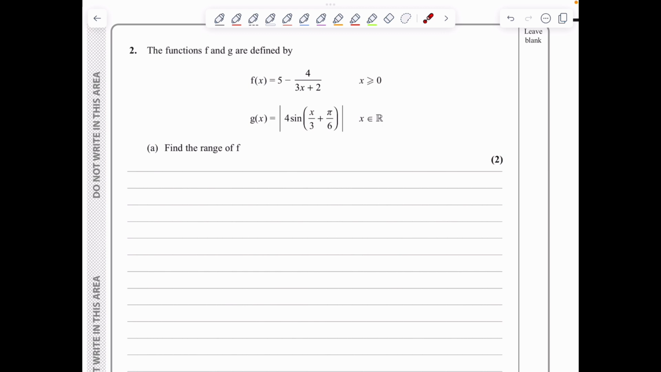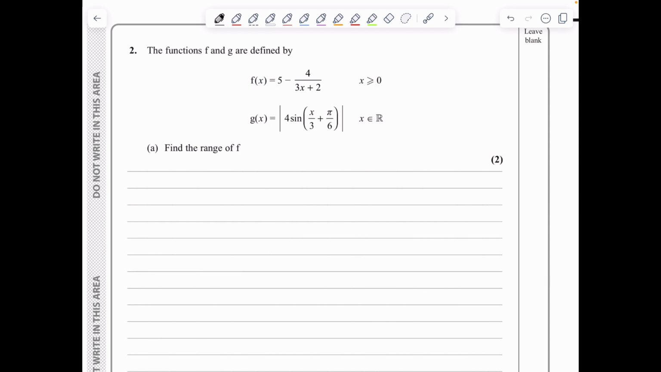We've got the function f defined to be 5 minus 4 over 3x plus 2, with domain x being greater than or equal to 0. And we're being asked to find the range of f. So one way we could do this, even though it's only 2 marks, it's for us to actually sketch f of x. So I will start by considering the cut on the y-axis.